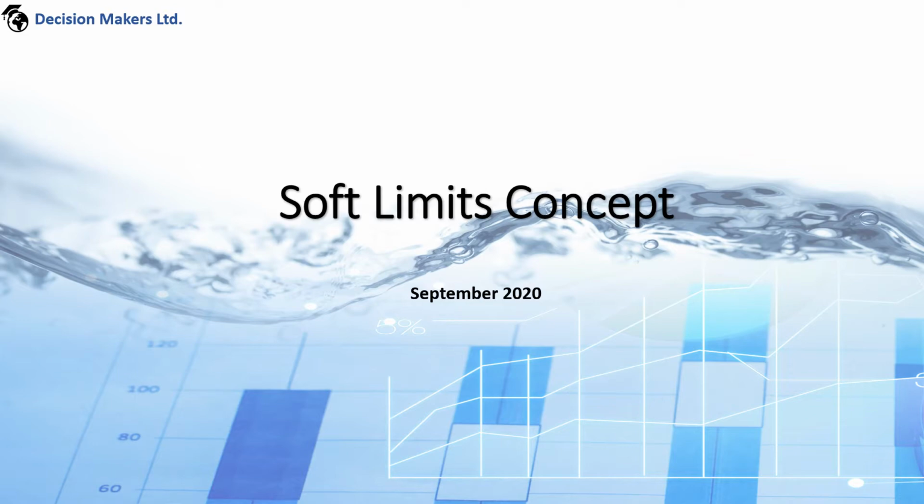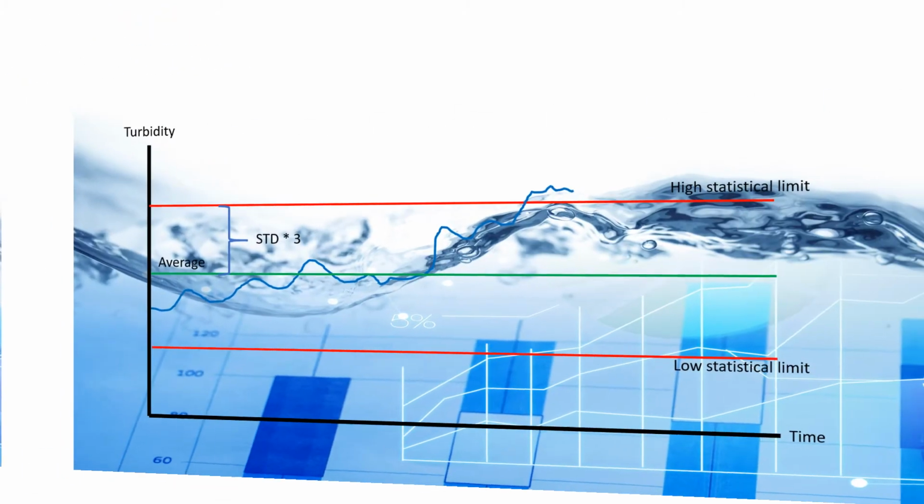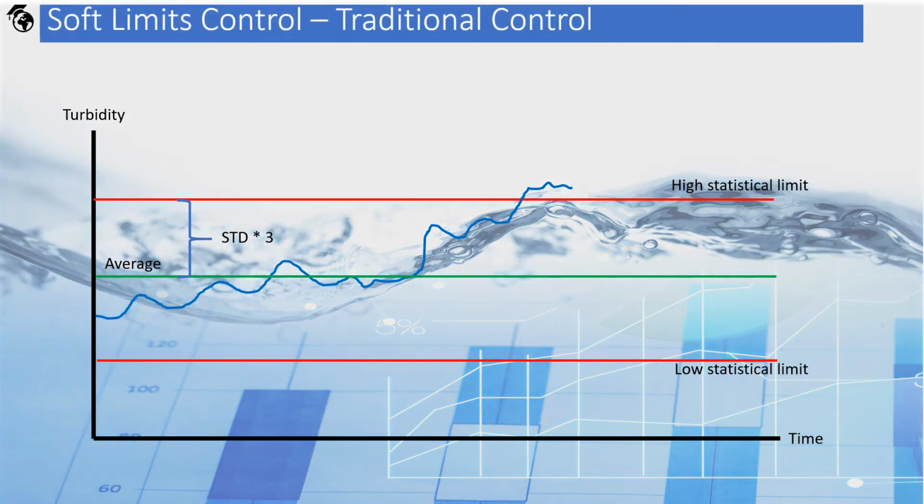Let's refresh our memory about statistical control and how one may implement it for water quality control. Let's assume we are controlling the value of turbidity in a specific station. What we learn from history is the average value and the standard deviation. Given these values, we calculate the high statistical limit and the low statistical limit to be 3 standard deviations from both sides of the average. According to the statistical theory, this calculation assures us that for 99.7% of the time, we will be within limits.